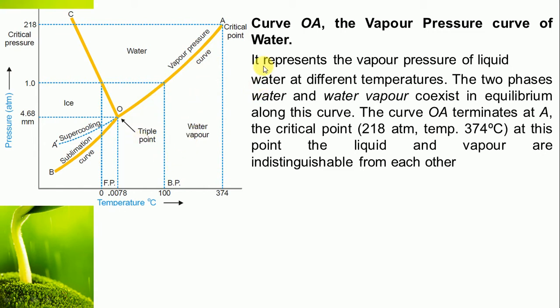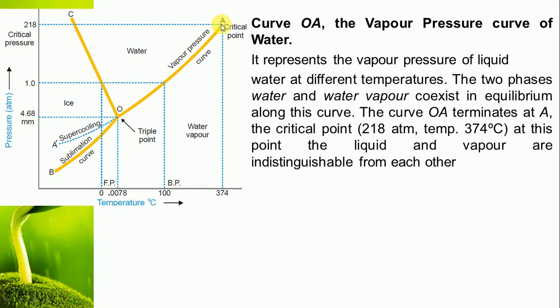So this curve OA represents the vapor pressure of liquid water at different temperatures. This curve represents water vapor pressure at different temperatures. Two phases, that is liquid water and water vapor, can coexist in dynamic equilibrium along this curve, and this curve ends at this point, which has a definite temperature and pressure value. The pressure for this point is 218 atmosphere, and the temperature for this point is 374 degrees Celsius.